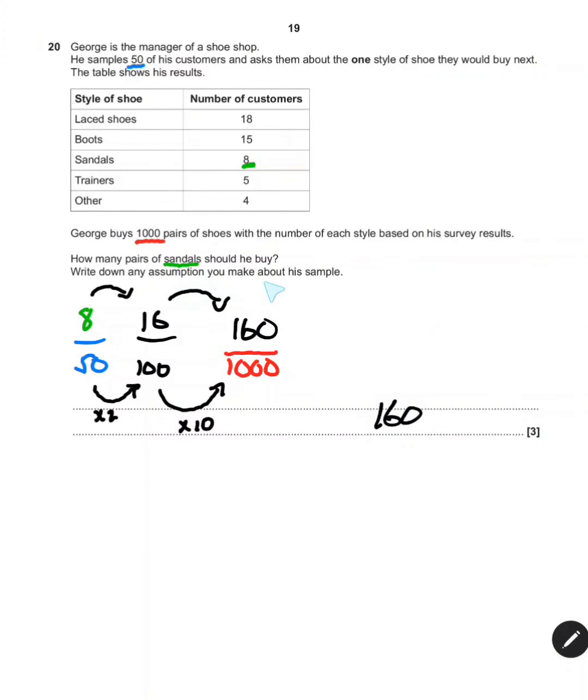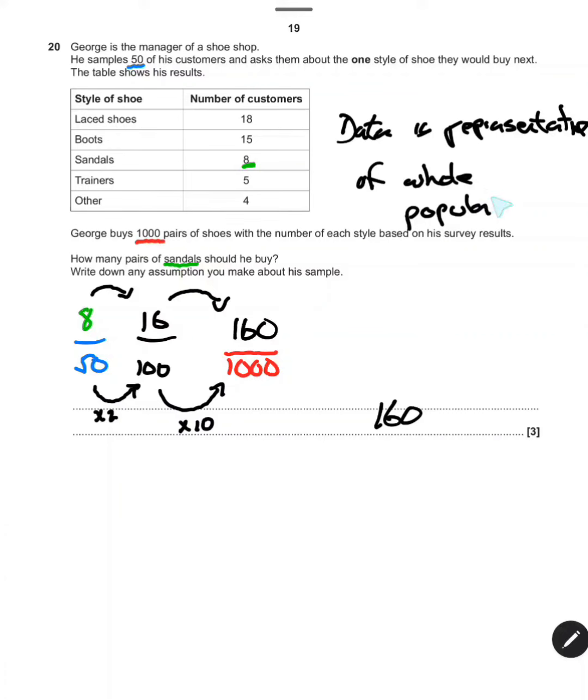It does ask for any assumption that we've made about this sample, and the assumption will always be this data is representative of the whole population. It's like saying that this is a good mix of people. It's not just all one type of person.